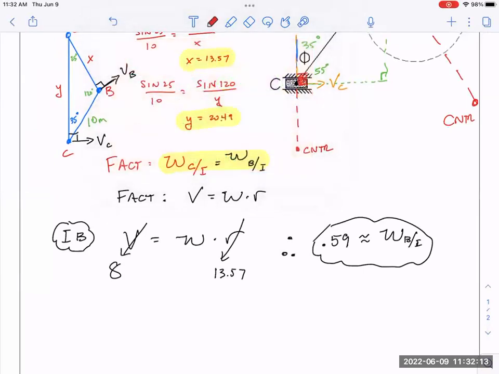Well, what's going on over there at the other one? What about what's going on with IC, the other airplane that's in the same exact picture, so to speak? What is its velocity? What is its angular speed? What is its radius? Well, we figured its radius out. We said that was y, that's 20.49.